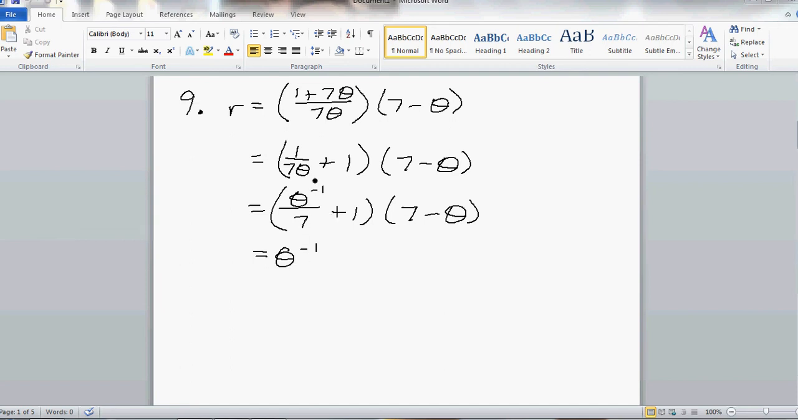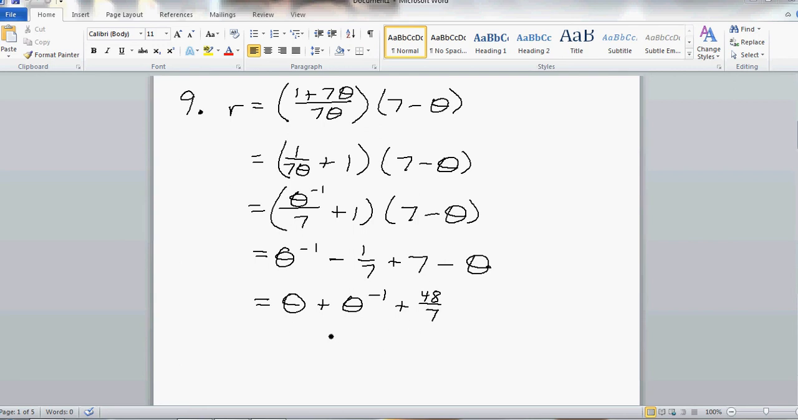The outer terms, this times this becomes negative 1/7, because theta to the first power times theta to the negative first power becomes theta to the 0 power, so that'd become negative 1/7 times 7, which is 7. And the last terms would become 1 times negative theta, or minus theta. So this is R. Well, not quite. We need it a little bit simpler. Putting it in descending form, theta plus theta to the negative 1 plus 48/7. So that's what R is.